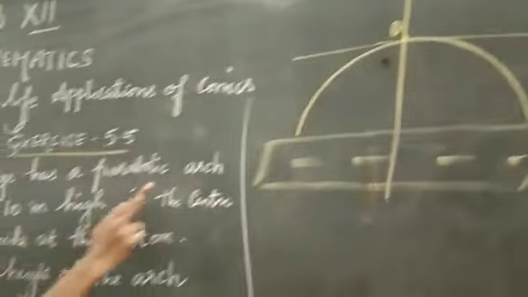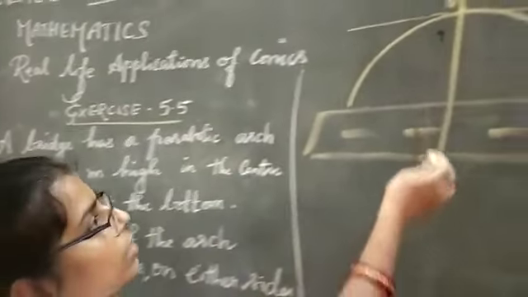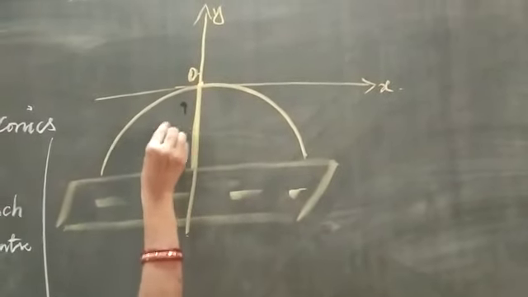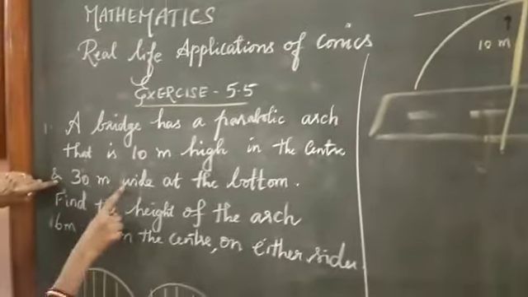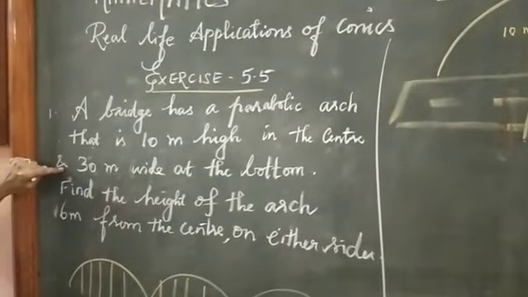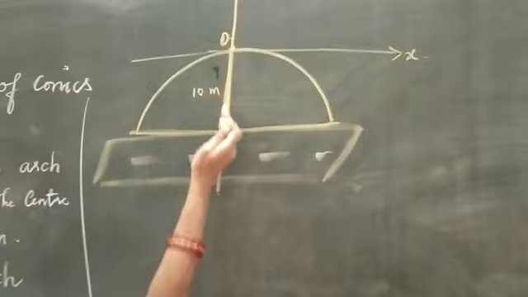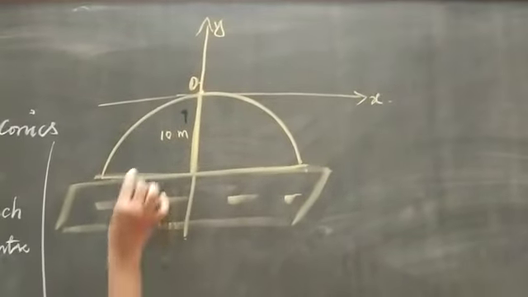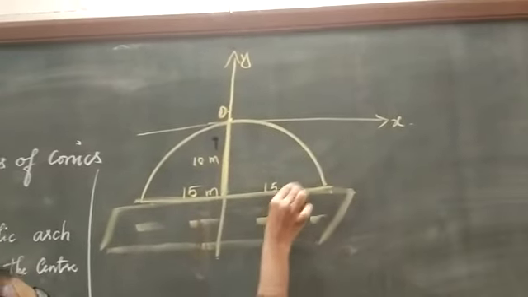A bridge has a parabolic arch that is 10 meter high in the center. So this is the center part. This is 10 meter height. So write 10 meter. இதோட height எவ்வளவு, 10 meter. And 30 meter wide at the bottom. So this is the bottom, 30 meter wide. Since it is symmetrical, we take this 30 meter. We shall split it. This is 15 meter and this is 15 meter.